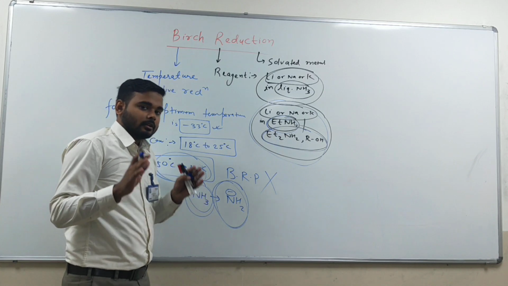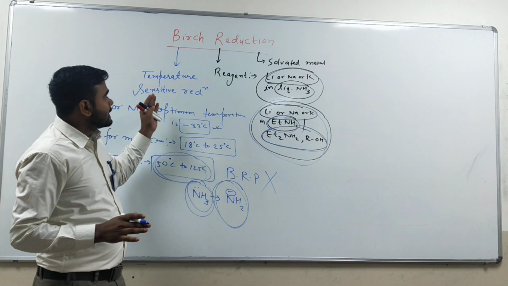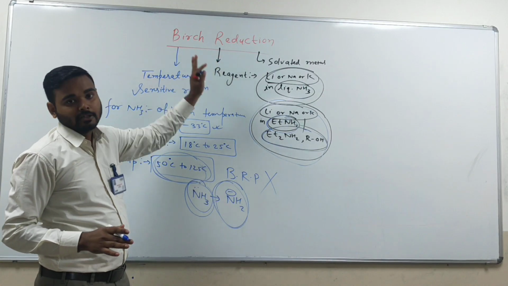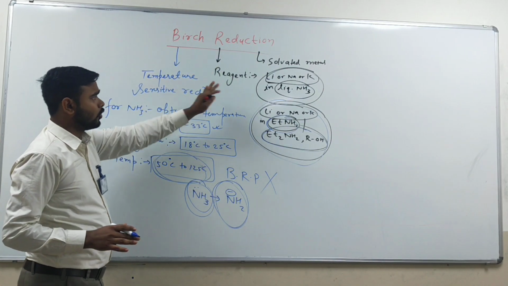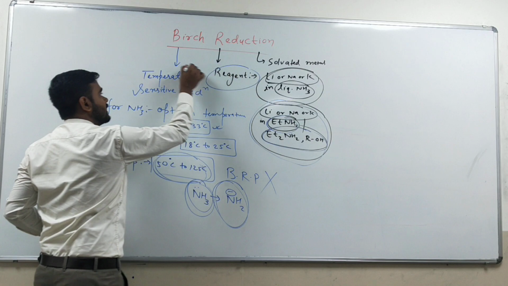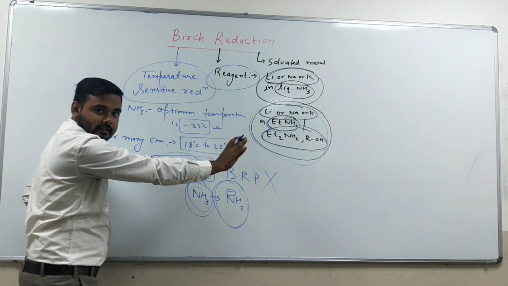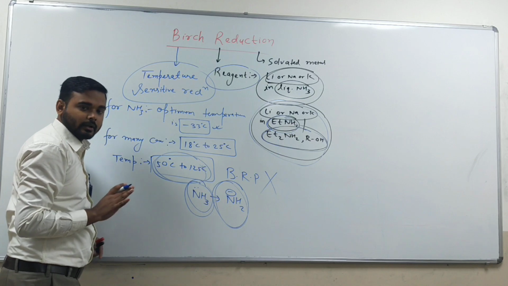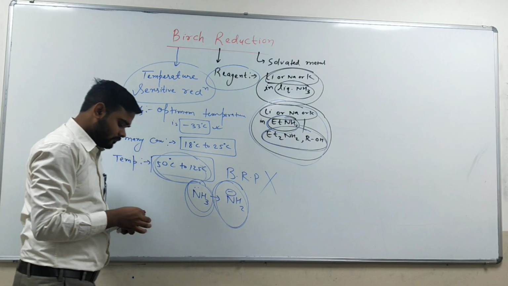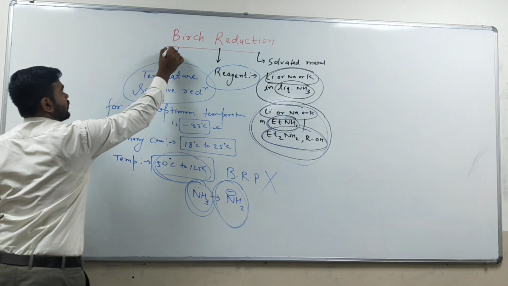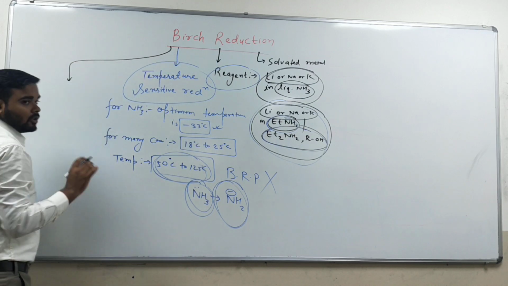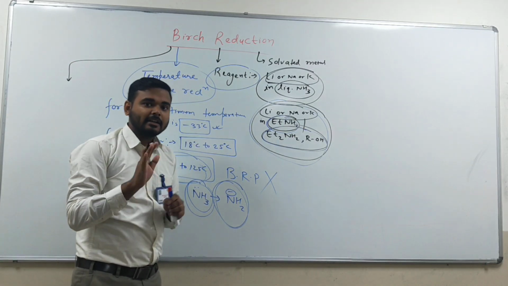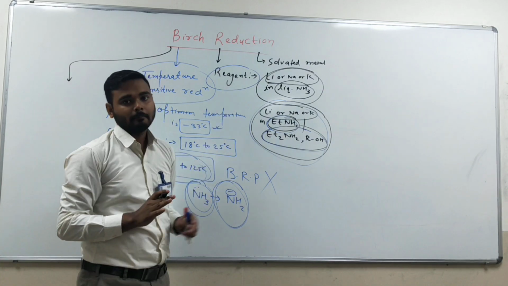So I am just telling about how temperature sensitive this particular Birch reduction is. I hope these two things will be very clear to you: first about the reagent, and second about the temperature sensitive reduction. The main thing, the third thing which I am going to introduce here, is the solvated electron, and that is the hero of this particular Birch reduction.